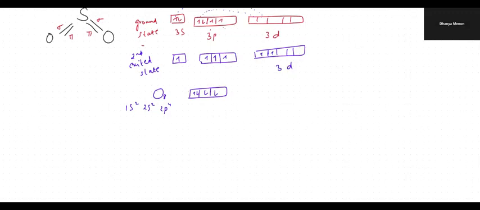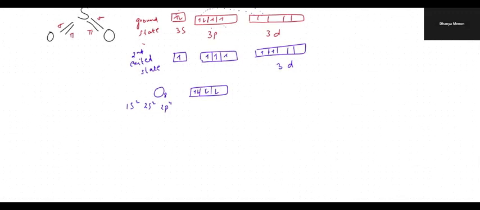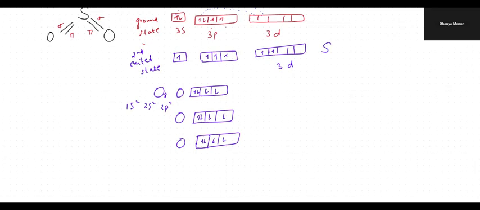This is 1 oxygen. The second oxygen, same way I would draw 1, 2, 3, 4. Spins opposite to that of sulfur. Again, 1, 2, 3, 4. So I have the sulfur, I have the 3 oxygen.